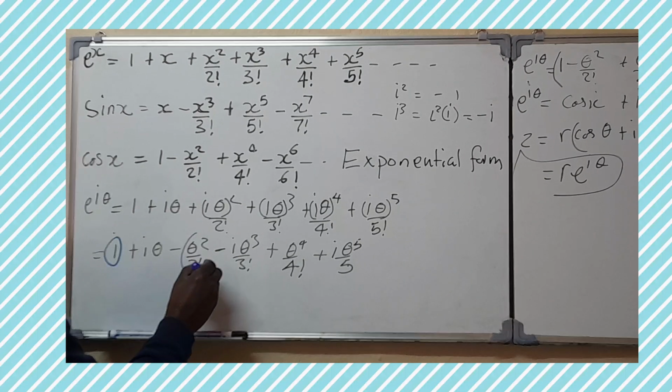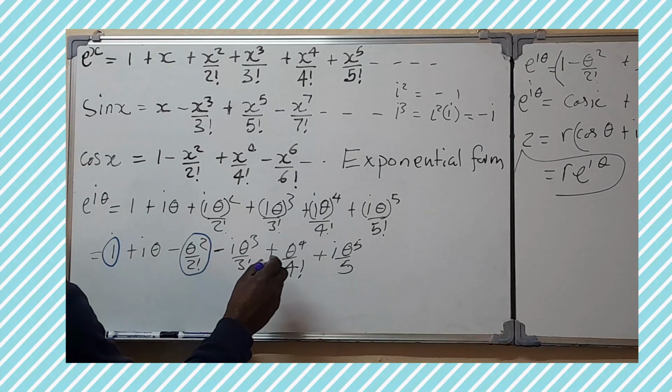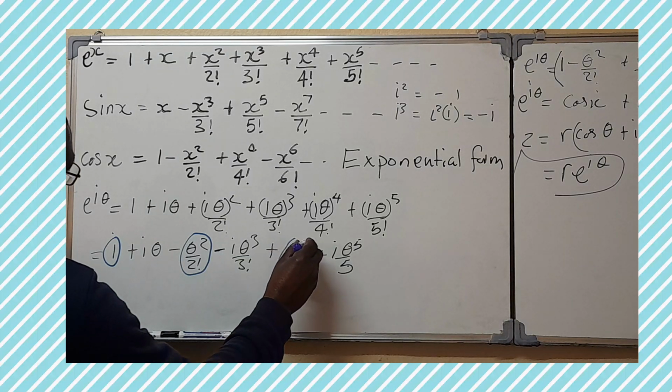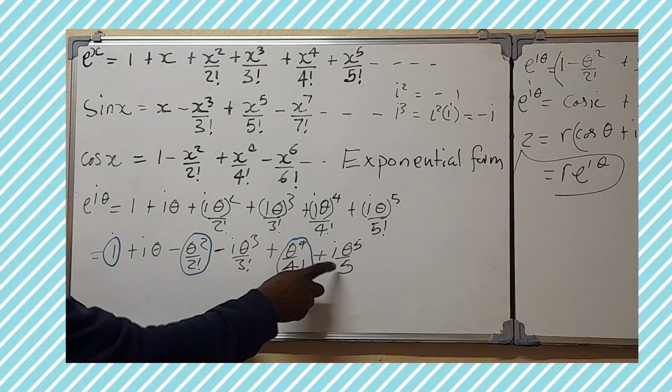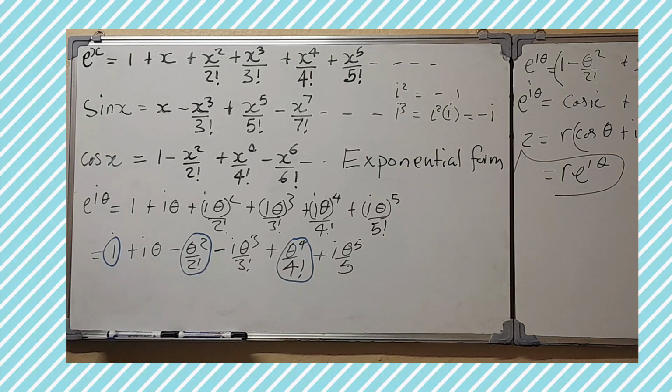There is no I here. There is no I here. Right. So the other ones have an I. 1, 2, 3. So let's group them together. The ones with an I and the ones without an I.